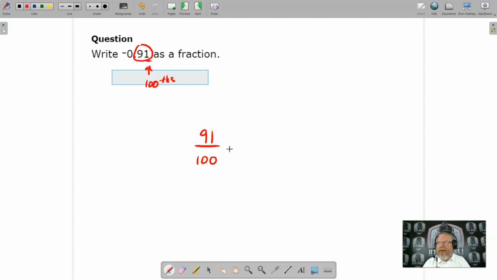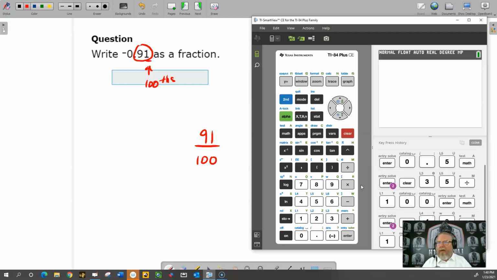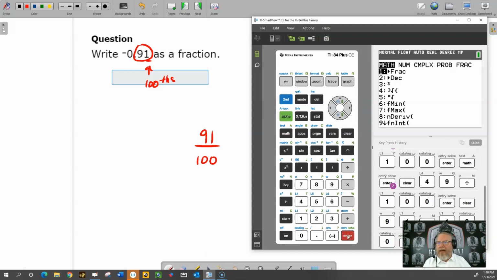If you wanted to check and make sure, you could go ahead and get your calculator. You could type in 91 divided by 100, and it's going to give us that 0.91 right there. Now, if you told it to turn it into a fraction, let's hit that math button. Fraction's already highlighted. Hit enter. So it's saying take that answer, which is 0.91, turn it into a fraction. Hit enter, and we get 91 over 100. So if you want to be sure whether or not a fraction will simplify, you could always use a calculator and use that method.